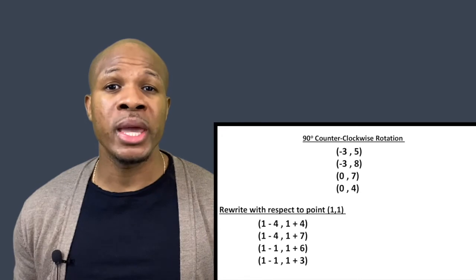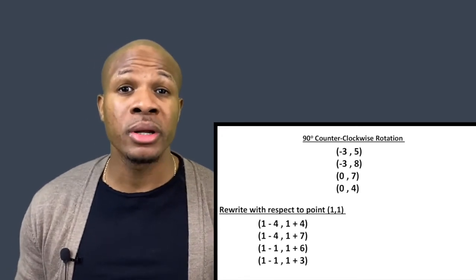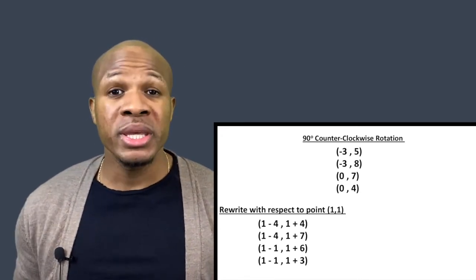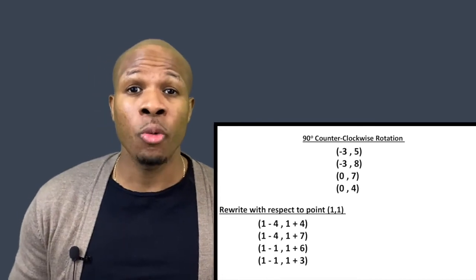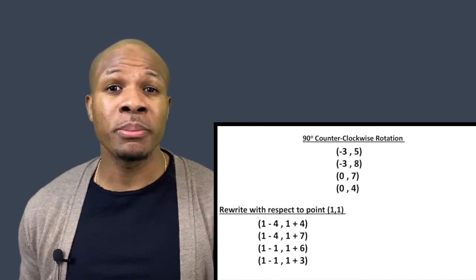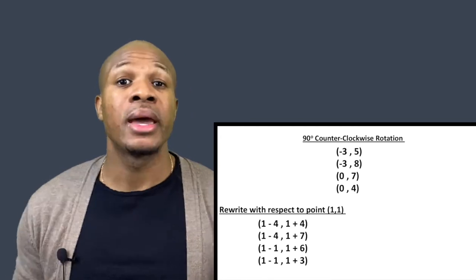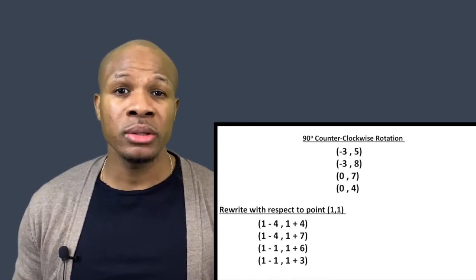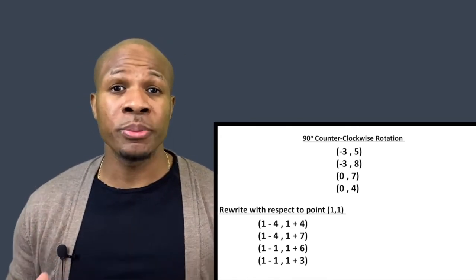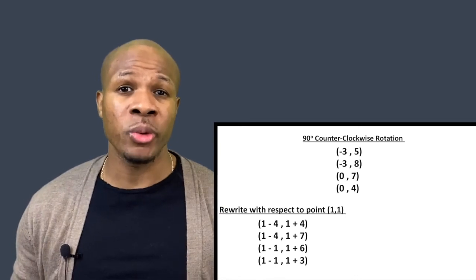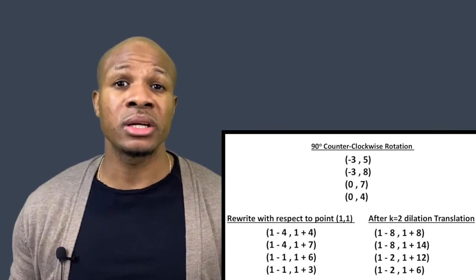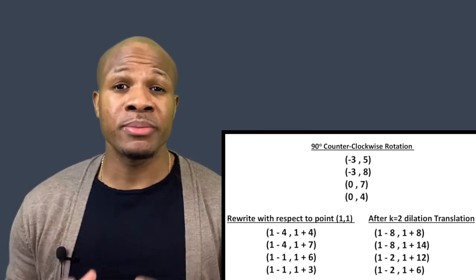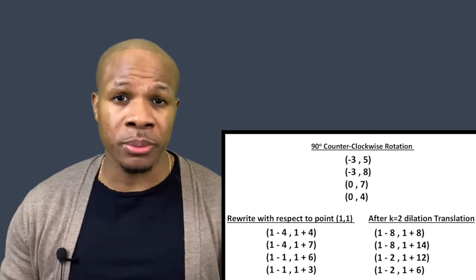So when we do that, we get point A is 1 minus 4, comma, 1 plus 4. Point B is 1 minus 4, comma, 1 plus 7. Point C is 1 minus 1, comma, 1 plus 6. And point D is 1 minus 1, comma, 1 plus 3. And since we're being asked to expand all the points away from 1, 1, we're going to double the distance away from the point 1, 1. So we're going to keep the point 1, 1 fixed, and we're going to double everything else.